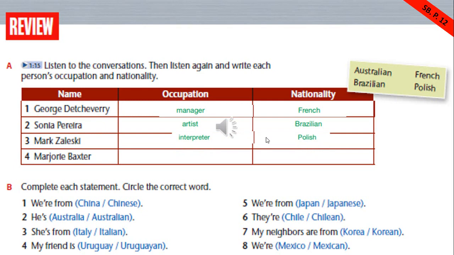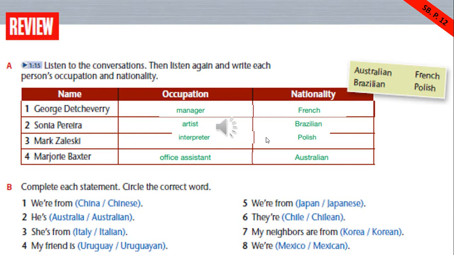An interpreter, متذكرين interpreter معناته مترجم فوري, and he is Polish from Poland, من بولندا. And the last one, okay, Ms. Baxter, she's an office assistant بمعنى مساعدة في مكتب أو مديرة مكتب بمعنى, and she is Australian. Office assistant عفوا بمعنى إنها مساعدة في مكتب, and she's Australian, she's from Australia.